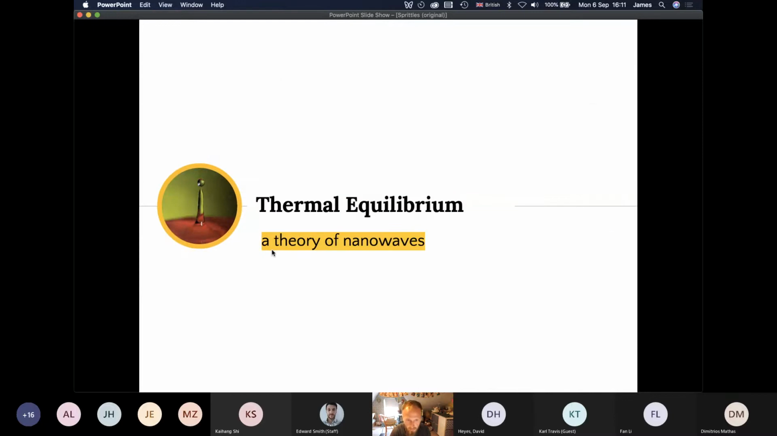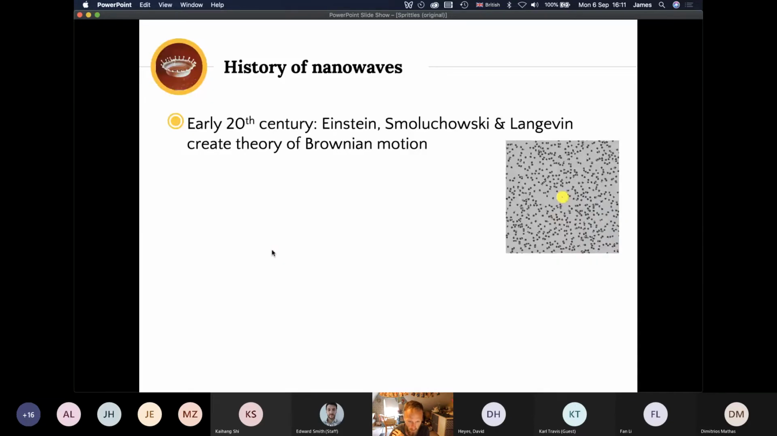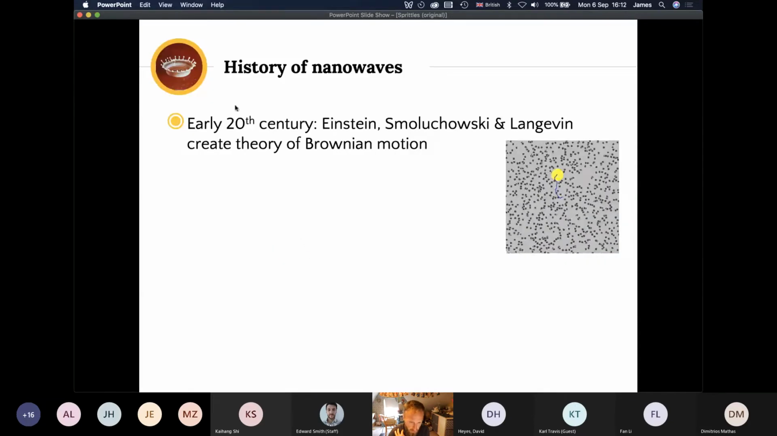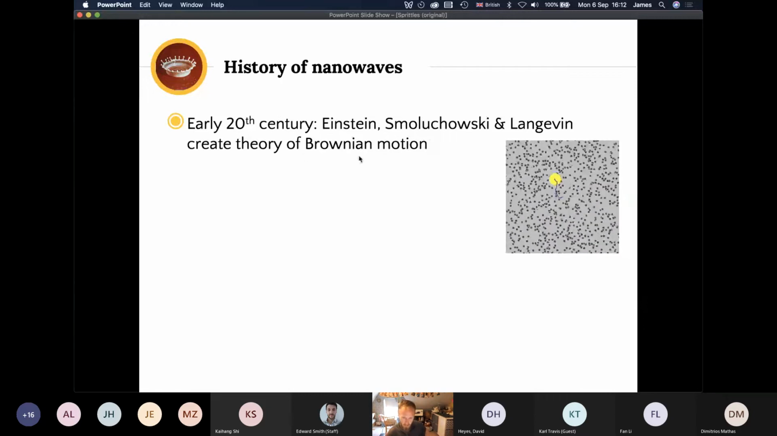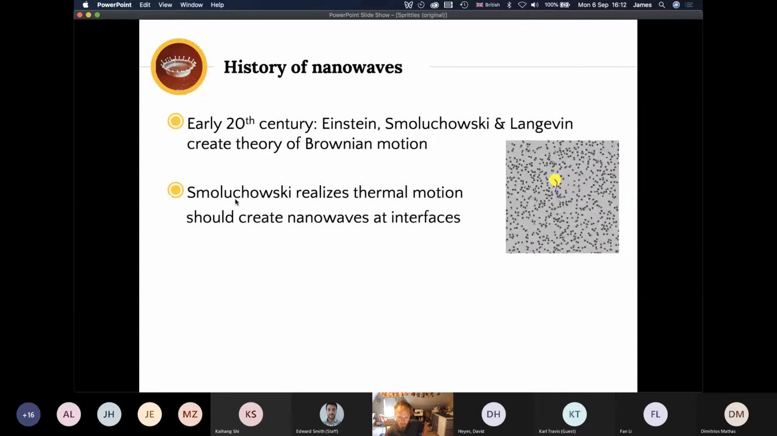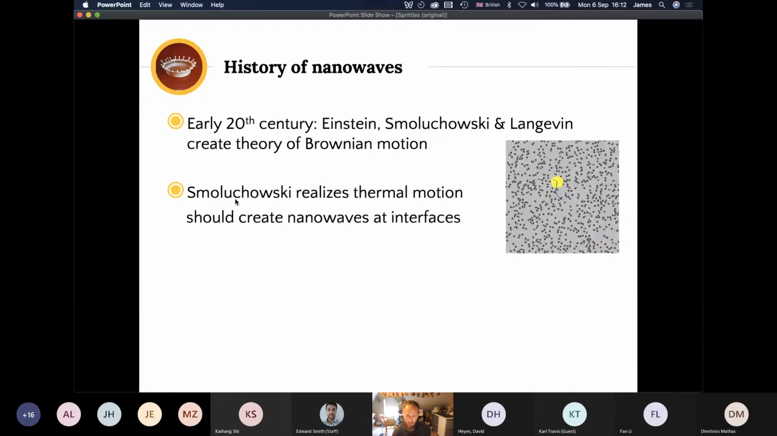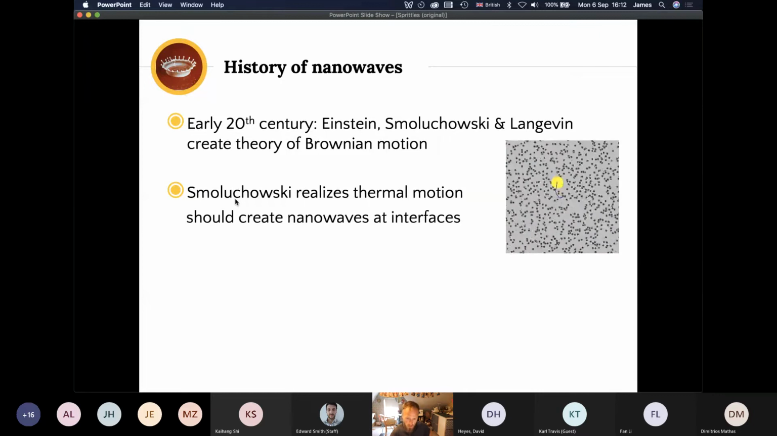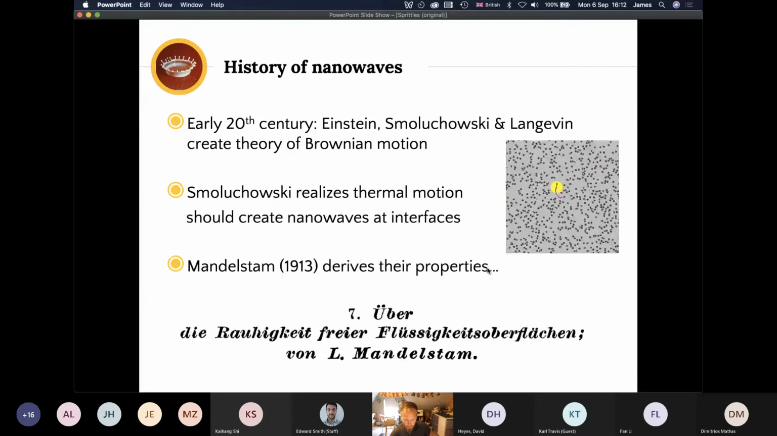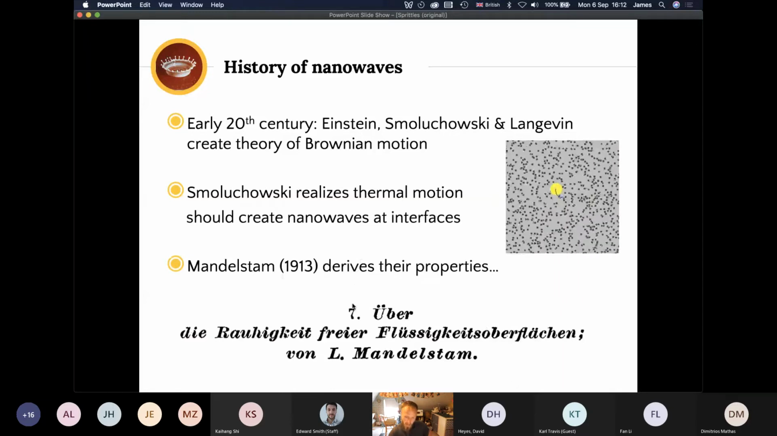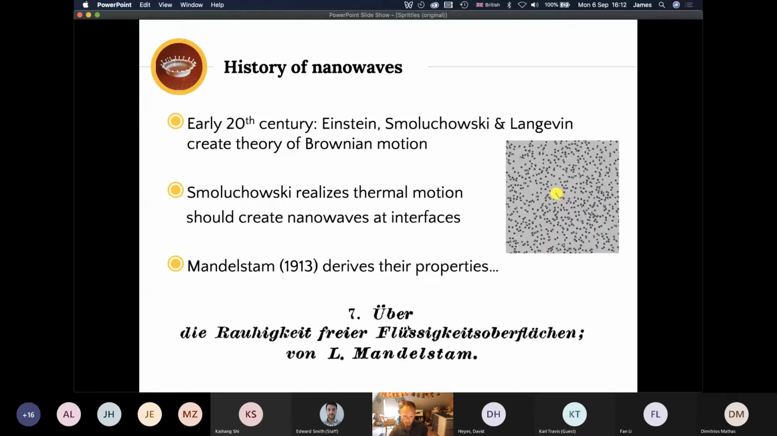This might be well known to some of you, but I think it's quite nice to develop things first in thermal equilibrium to get some understanding of what we're looking at. As a bit of background, it was in the early 20th century that many famous physicists and mathematicians looked at Brownian motion. It seems to be Smoluchowski who first realized that if we have bulk random motion, then we should be creating waves at interfaces. Then Mandelstam in 1913 derives their properties in this paper. Essentially what I'm going to do is reproduce the arguments from here.